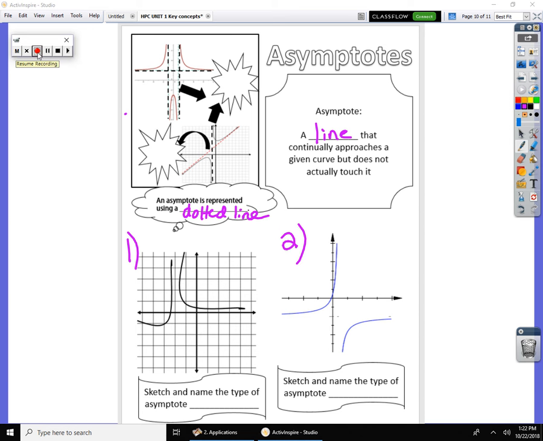Okay, so where did you put your dotted line here? X equals negative 2. Okay, so what type of asymptote do you think that is? It's vertical because it makes a vertical line. Okay, where would you put the asymptote for this one? Number 2. Y equals negative 2. So it is horizontal.